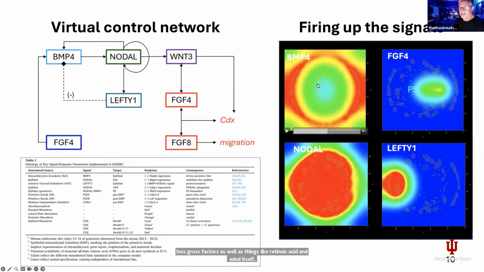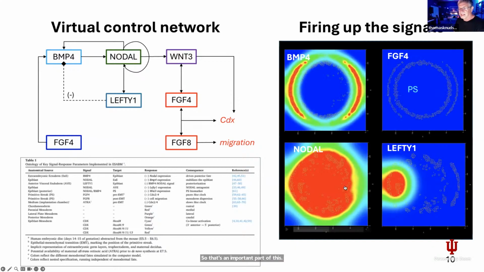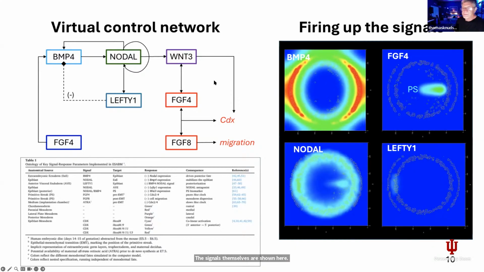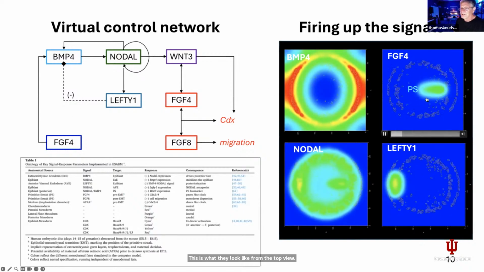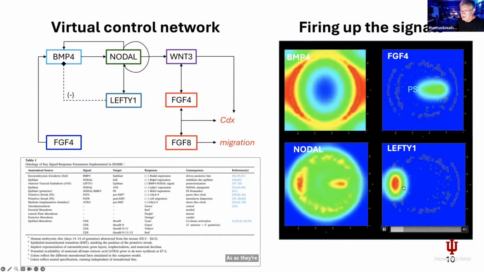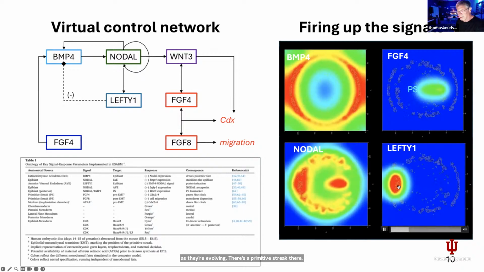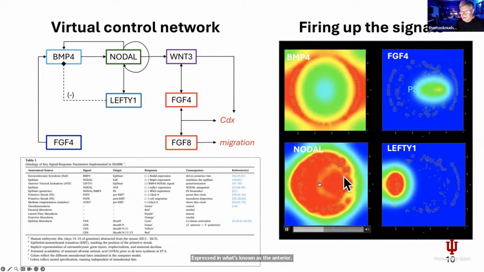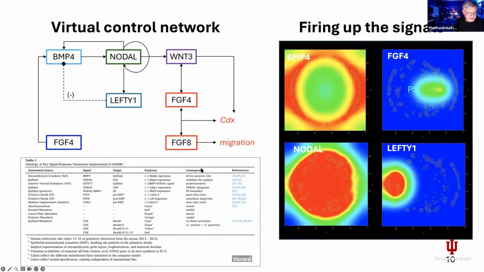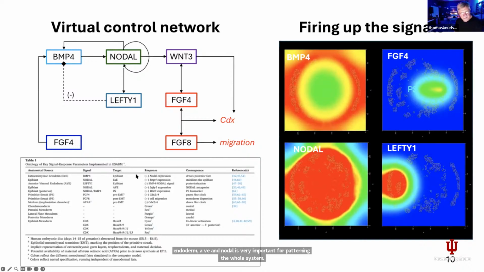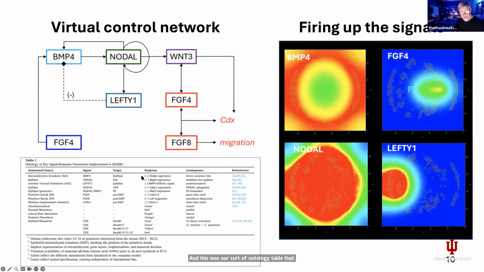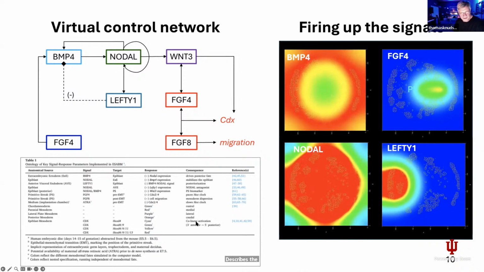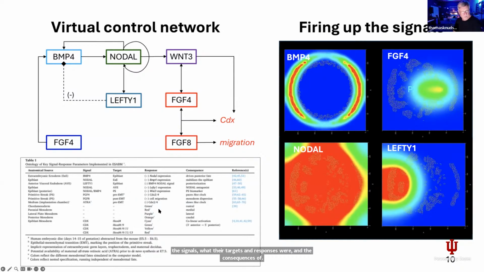The signals themselves are shown here. This is what they look like from the top view as they're evolving. There's a primitive streak there. There's lefty. Lefty is expressed in what's known as the anterior visceral endoderm, AVE, and nodal is very important for patterning the whole system. And this was our sort of ontology table that describes the signals, what their targets and responses were, and the consequences of those actions and references that support that.